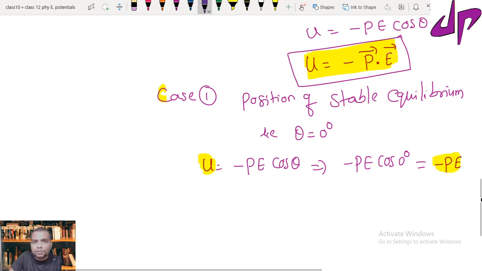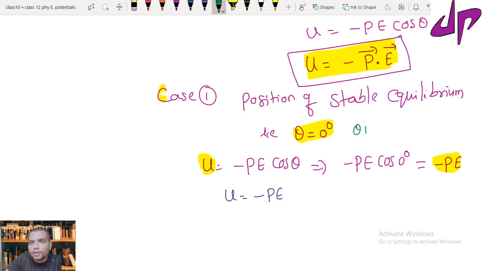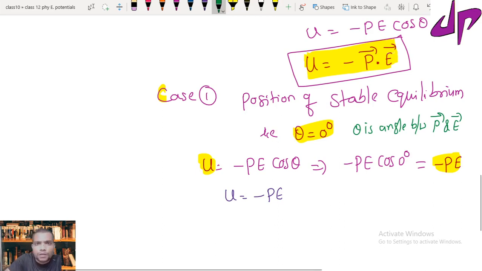It tells about U equal to minus P, that is, the potential energy of a dipole is minimum when the dipole moment is parallel to the electric field vector. So here theta is the angle between P bar and E bar, the dipole moment and the electric field. If that angle between them goes to 0 degrees, then the potential energy is equal to minus P.